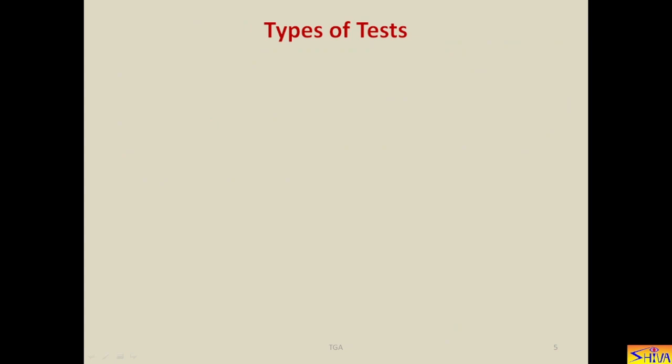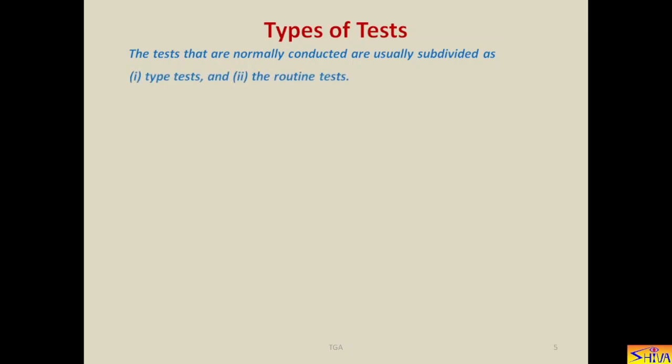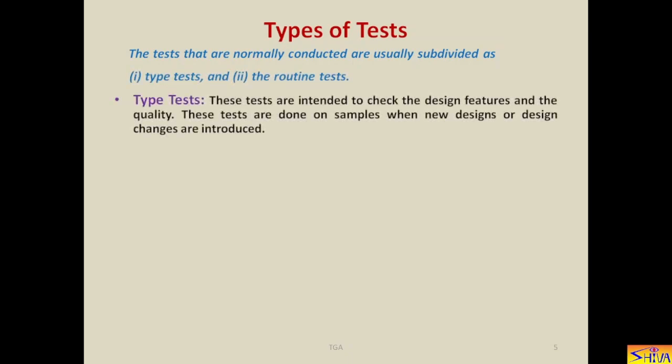Now, types of tests performed on the electrical equipments. The tests that are normally conducted are usually subdivided as type test and routine test. First is type test. These tests are intended to check the design features and the quality. These tests are done on samples when new design or design changes are introduced. Means whenever there is a change in the design, then only this type test is performed.